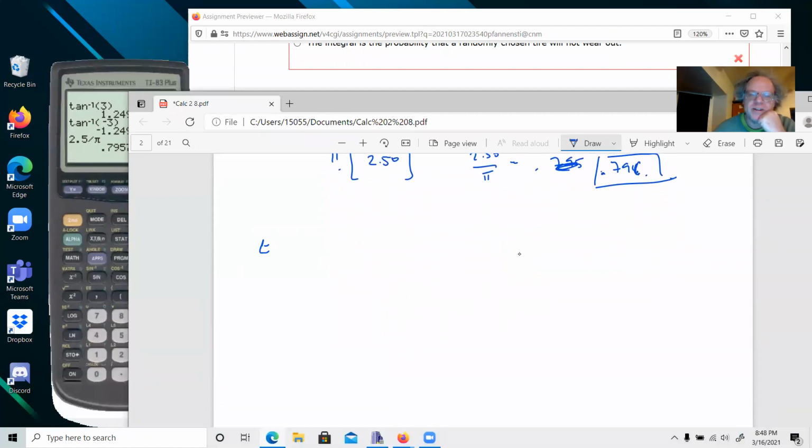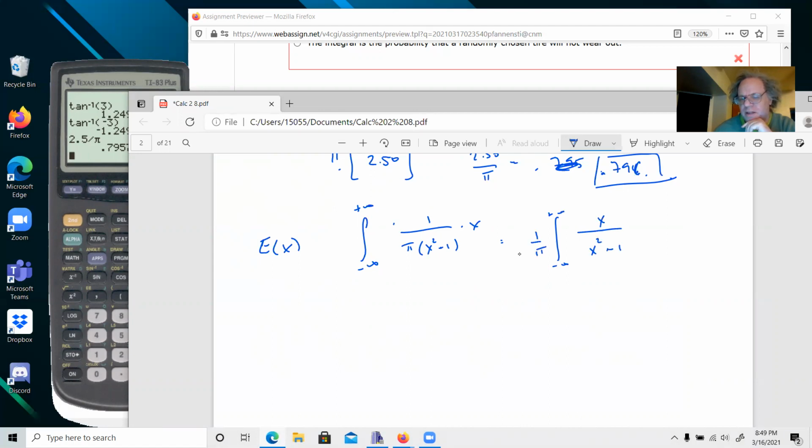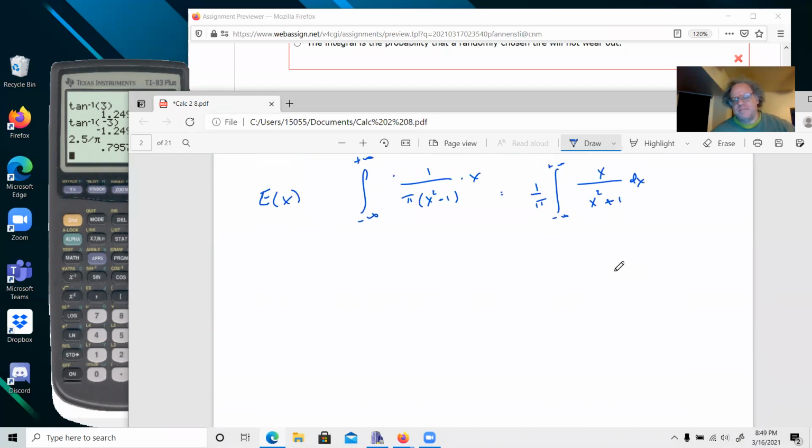I'm going to ask you to do one more thing. I'm going to say, what's the expected value of this function? So what we're going to do here is integrate from negative infinity to positive infinity again. This is 1 over pi times 1 over x squared plus 1, times x. We're just going to move the pi up a minute. So the integral from negative infinity to positive infinity of x over x squared plus 1, and we have a 1 over pi. Just moving things around to make things a little easier to look at. It's not a bad integral. There's an obvious u substitution here.